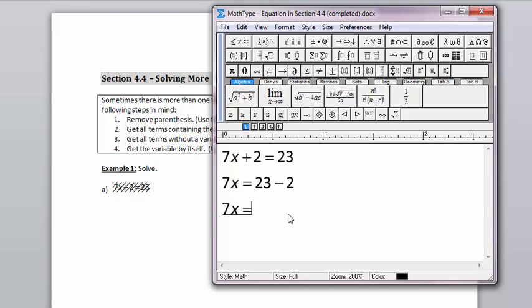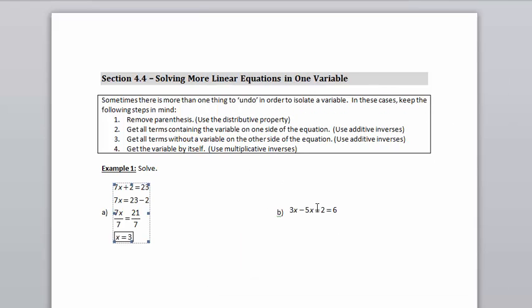So what I have so far is 7x equals 21. Now, we know the last step is going to be to divide both sides by 7 to get the x by itself. And when I divide by 7, I get x equals 3. Let's look at the next one.